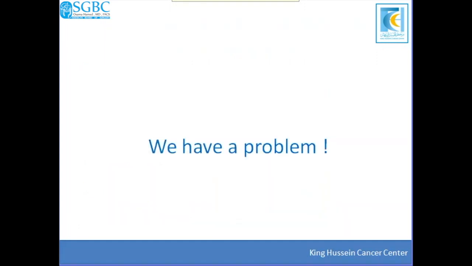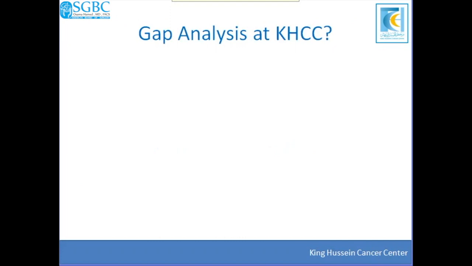So we have a problem. What we have done, the first thing, if you have a problem, is go and find the causes of this problem, or where the issue is happening. What we found is that we have a problem in awareness of the problem. Basically, most people do not recognize or realize that we have a high CLABSI rate compared to other centers.